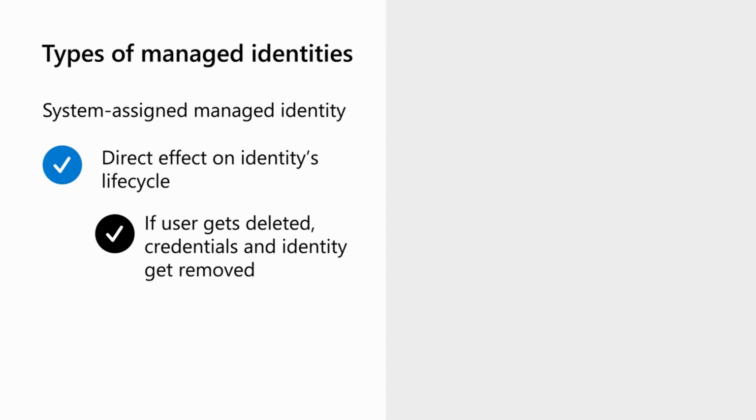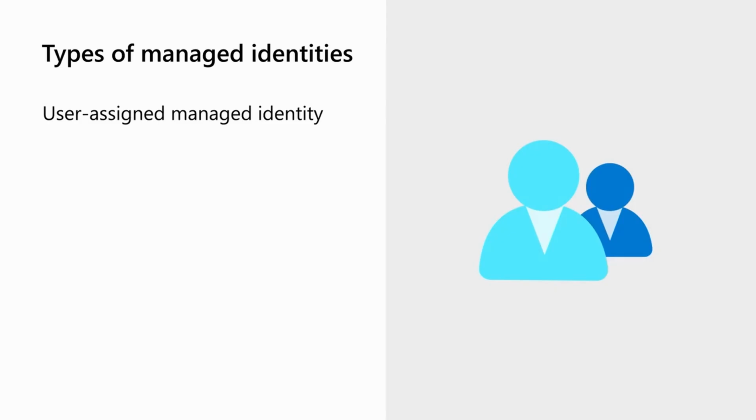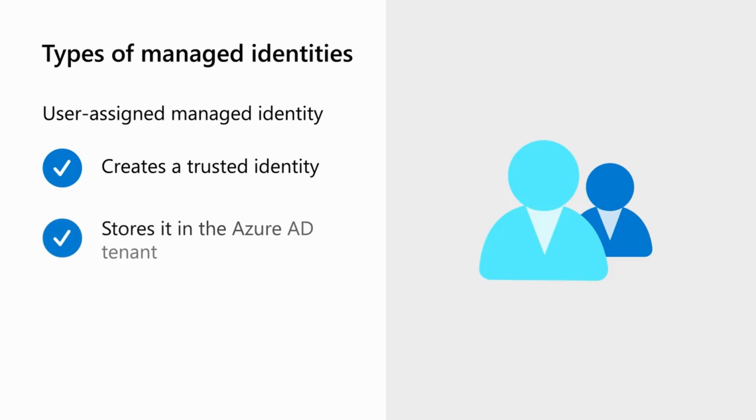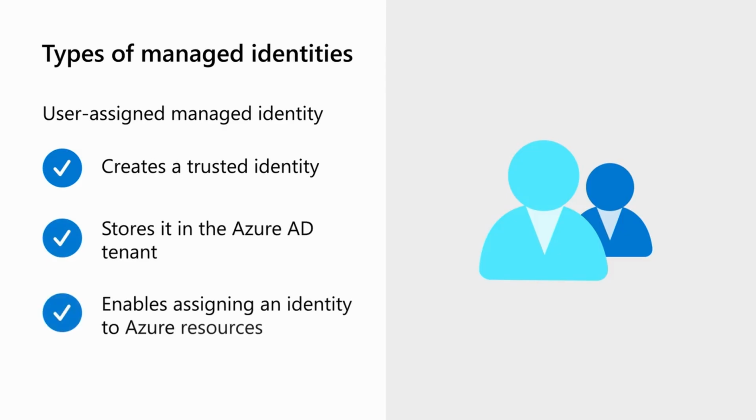The second is the user-assigned managed identity. An active subscription creates a trusted identity via a creative process and stores it in the Azure AD tenant. Once created, assigning an identity to the Azure resource is possible.